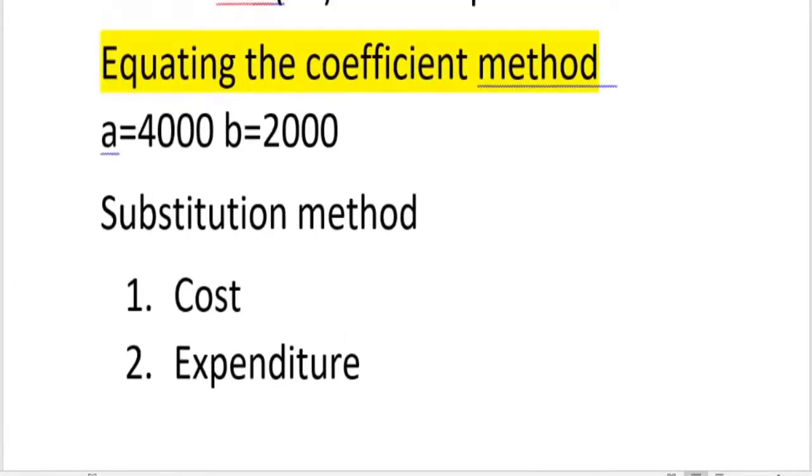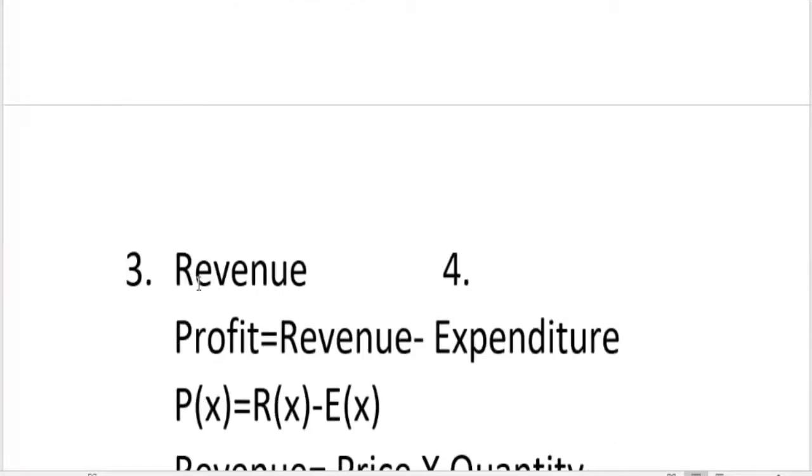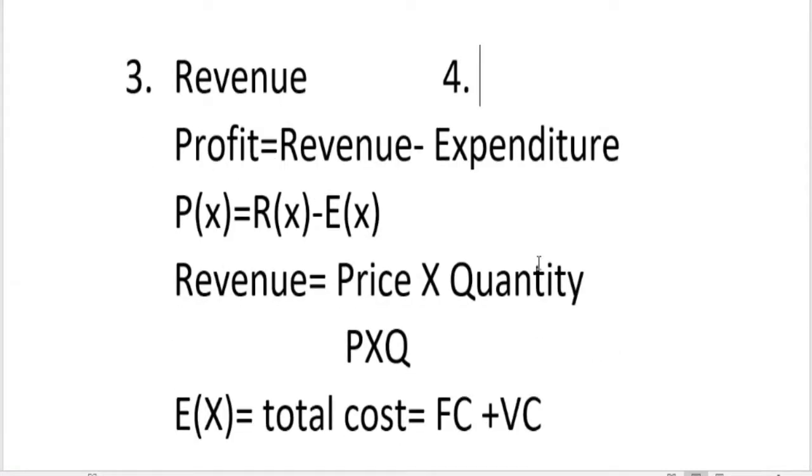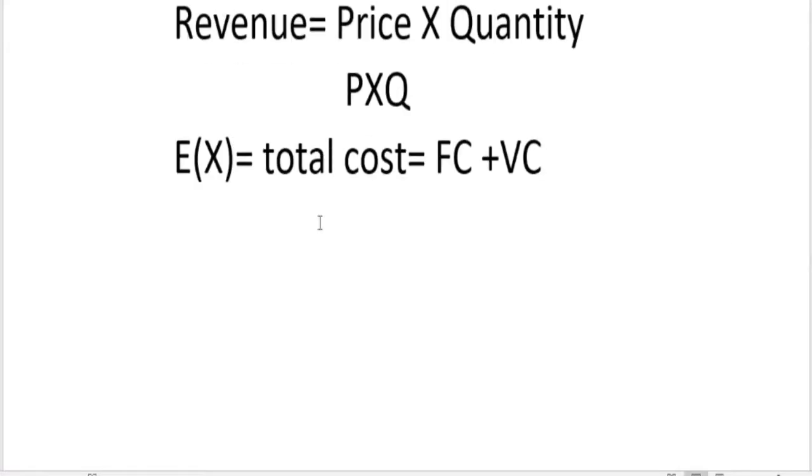मैं एक बार फिर repeat कर रहा हूँ. We come across the words cost, expenditure, revenue, and profit. बहुत common words हैं which we come across. We have a mathematical relationship: profit equals revenue minus cost or expenditure, that is, profit function is revenue minus expenditure function. Revenue is price into quantity, that is P into Q. And expenditure is the total cost, and total cost is nothing but fixed cost plus variable cost.